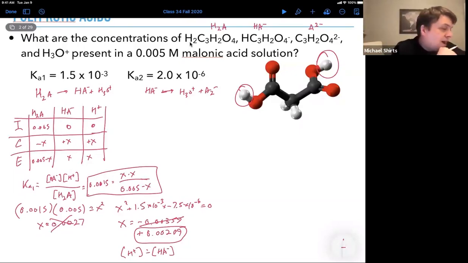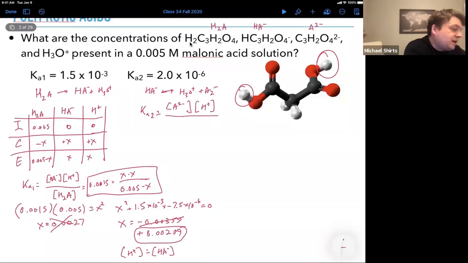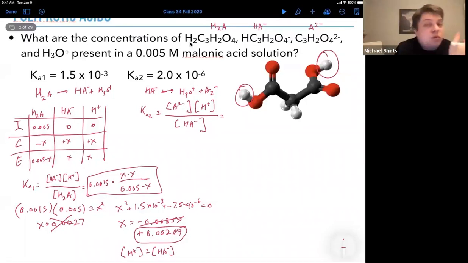There's another reaction that would happen. So Ka2 would correspond to this reaction here. Ka2 is the concentration of A2 minus times the concentration of H plus, divided by the concentration of HA minus. And that is much smaller. Generally, the more hydrogens you take off, the harder it is to take off an additional H plus. So Ka2 is always smaller than Ka1, and Ka3 will always be less than Ka2. And so this is 2.0 times 10 to the minus sixth.